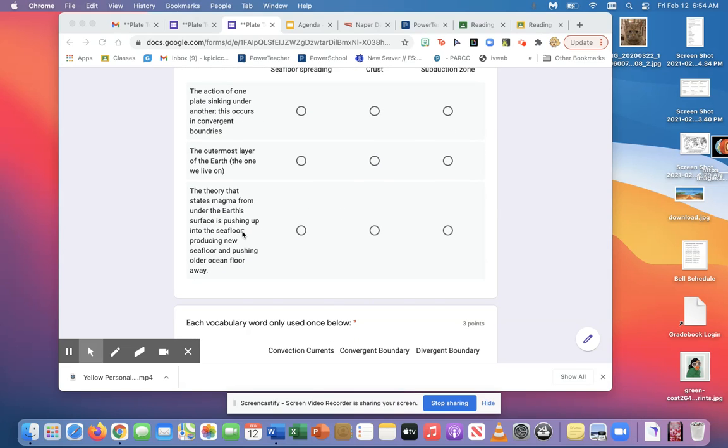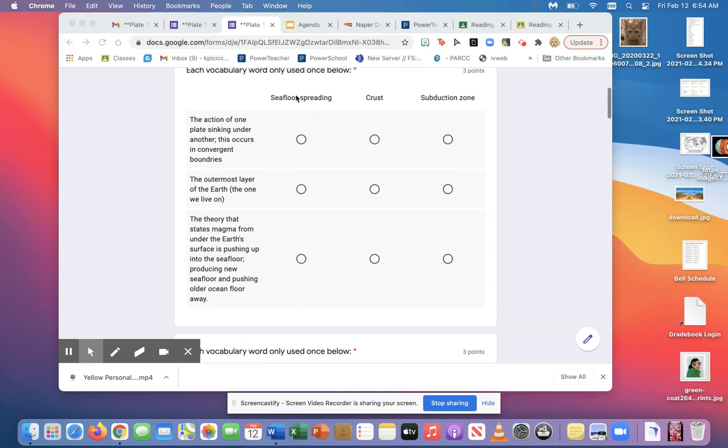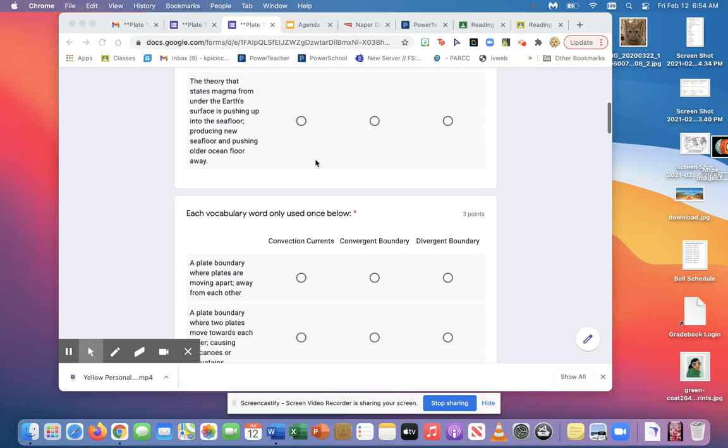And then the third one, the theory that states that magma from under the Earth's surface is pushing up into the seafloor, producing new seafloor and pushing older ocean floor away and away and away. And again, is that seafloor spreading, crust, or subduction zone? Okay, stop the video if you need me to read those over again, but you should have a dot in each spot, right? In each column. Okay, when you're ready, let's go to the next set.